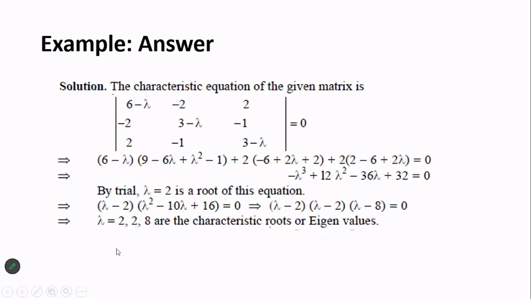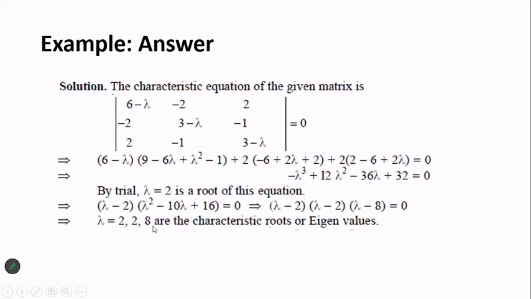So that means for each of these eigenvalues, there is a separate eigenvector, right? It's a 3 by 1 column vector. So you may be wondering, here two eigenvalues are the same, 2, 2, and 8 is there.